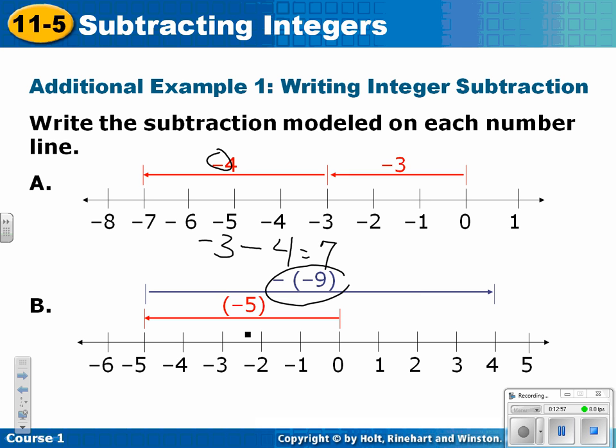So the next problem down, our number sentence is going to be -5 minus a -9 equals, where did we end up? 4. So the answer is 4.